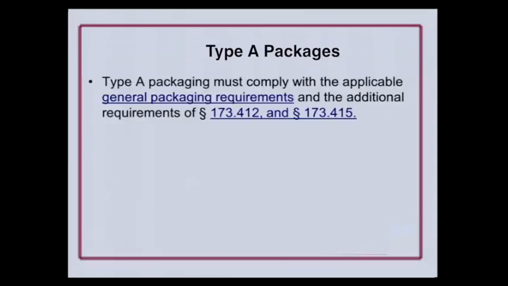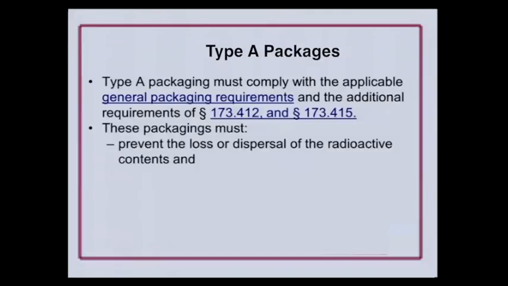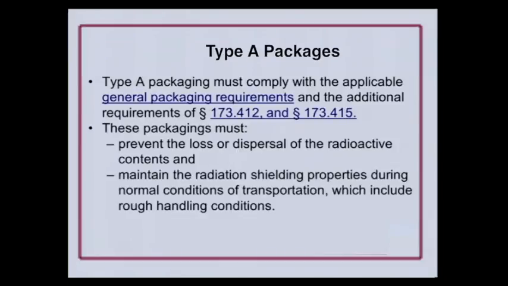Got to comply with the general packaging requirements, and additionally the Type A packaging requirements. And this 412 and 415 basically contains these items. It says it's got to prevent the loss or dispersal of radioactive content, got to maintain the radiation shielding properties of normal conditions of transport, which include rough handling conditions.